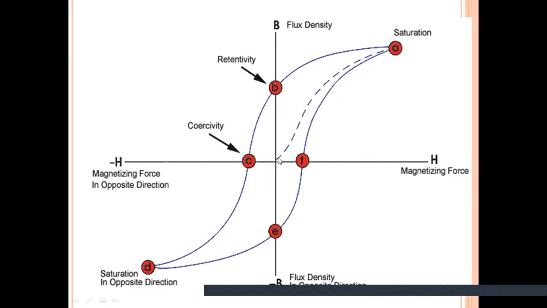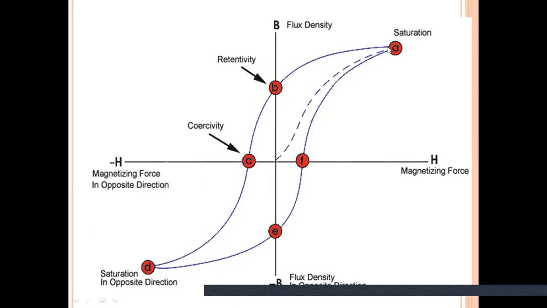As the magnetization force increases, the magnetic flux density increases. At this point, at this magnetization force, you get this flux density. This is an application of an external magnetic field. At the point A, if we try to increase the magnetization force again, the magnetic flux density does not increase. This point A is called the saturation point.